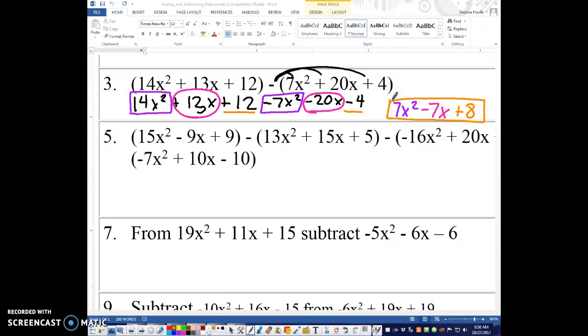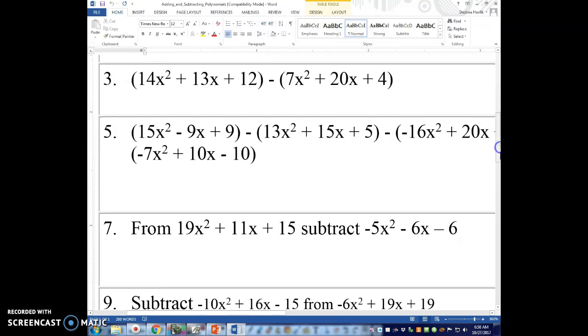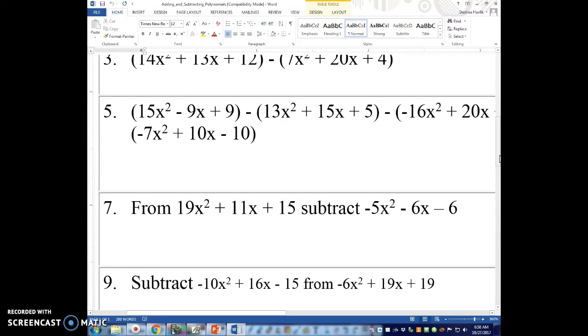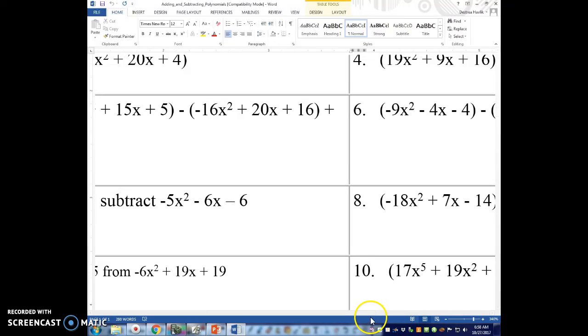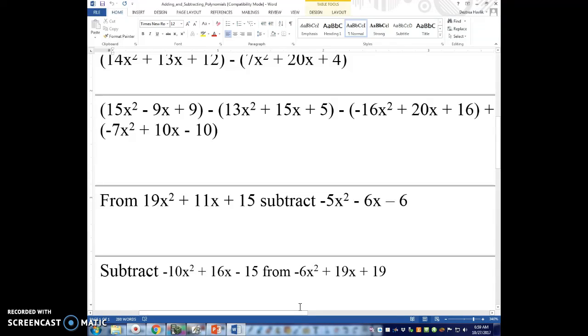Okay? So now let's look at number 5. Number 5 is longer. It's definitely longer. Let me zoom out here a little bit so that we can see it better. Okay. So, number 5. Let's rewrite it without the parentheses. That's always your first step. Rewrite it without the parentheses.